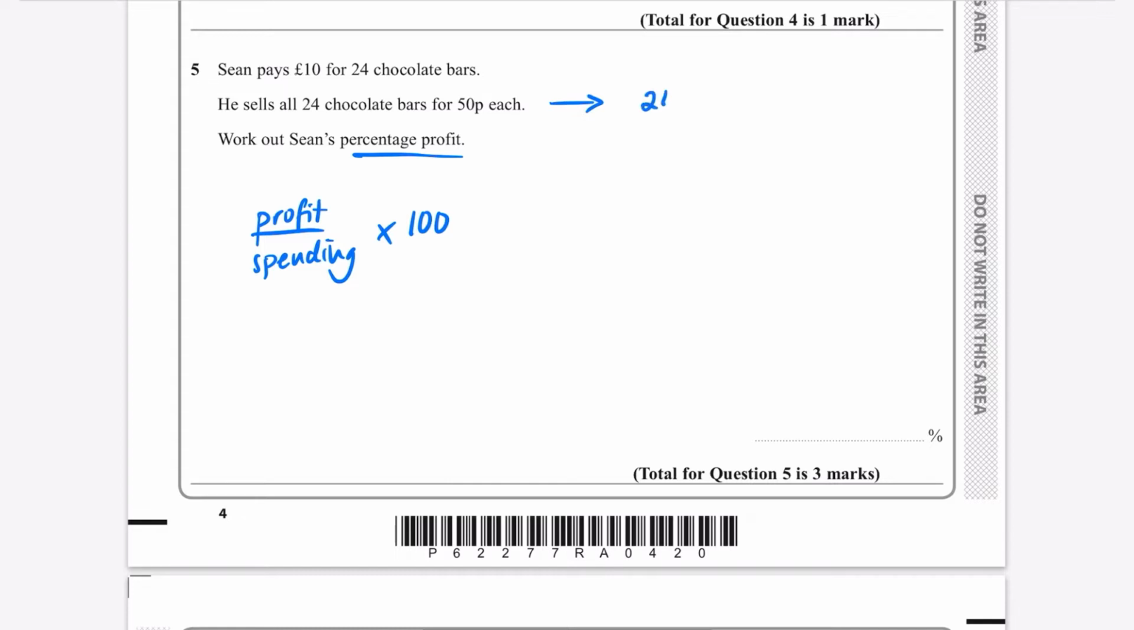If he's doing 24 chocolate bars at 50p each, you can think of it like this. I think you probably don't even need to do a long method. 2 50p's is £1, so this is going to be £12. So he paid £10. He sold them for £12, which means his profit is therefore £2.